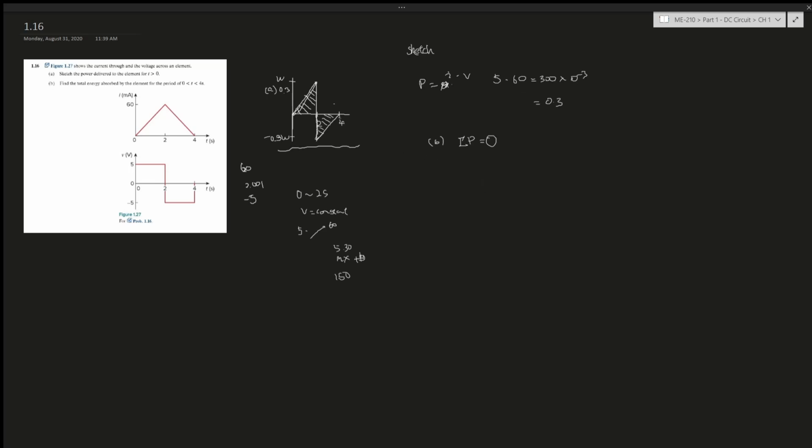We already know the answer. Also look at the graphs over here. There's power in the positive area, and there's an area under the graph that's negative. So these two cancel out, as we know from the graphs. The value must be the same, 5 and negative 5. So the sum of the power equals 0. And that's the answer. The sum of power absorbed by the elements for the period of 0 to 4 is 0 watts. Well, it should be milliwatts, because of the milliamps.